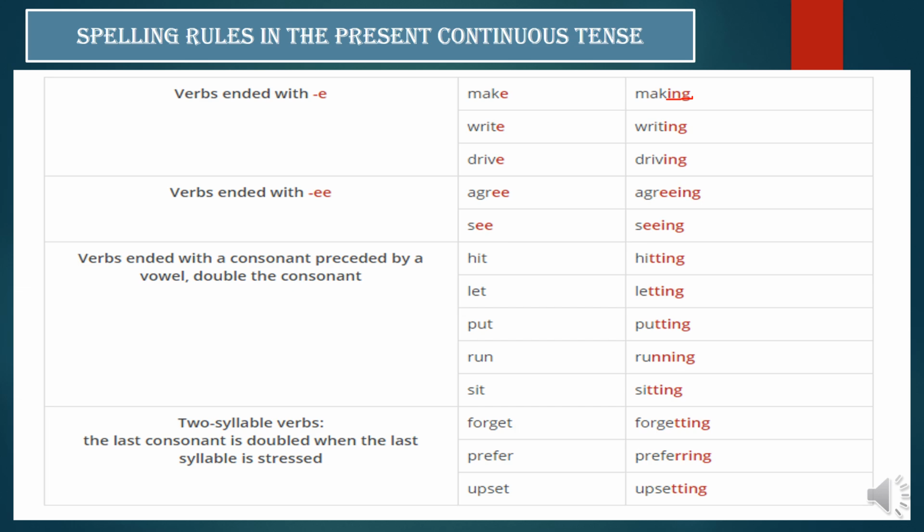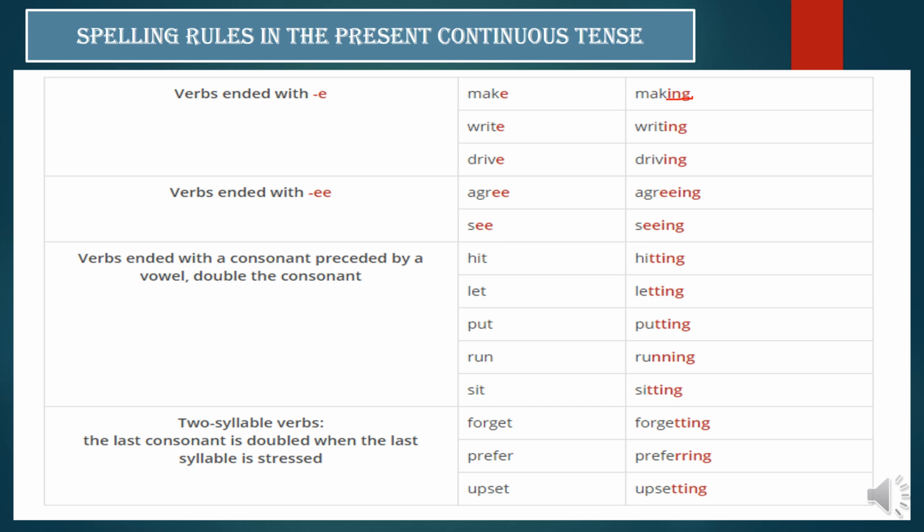In the verbs that end with double E, like agree or see, in this case, we do not make any change. We just add ing, so it becomes seeing or agreeing. Now let's move to the verbs that end with a consonant preceded by a vowel. I mean consonant, vowel, consonant, like hit or let or put or run or sit. In this case, we double the last consonant, like we did here in hit or in let or in run or in sit. We double the last consonant and we add ing.